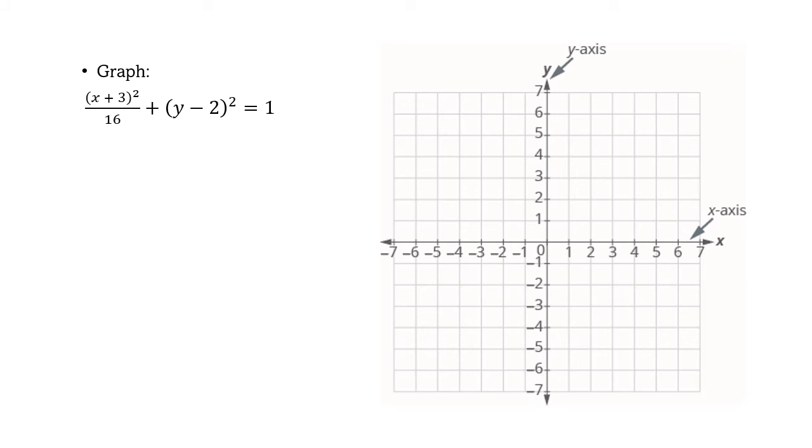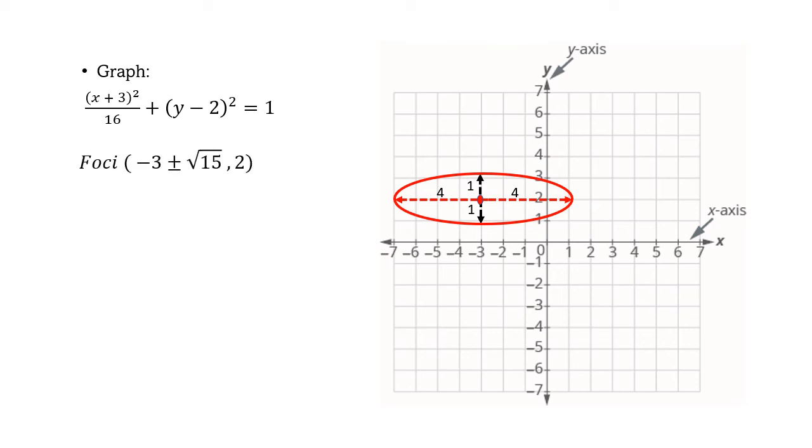Again, we have an easier method. We can locate the center first. We have it at -3, 2. Then we're going to take 4 units left and right, then 1 unit up and down from the center, and that's my ellipse. These are the coordinates of the foci, and now we're going to see the vertices.